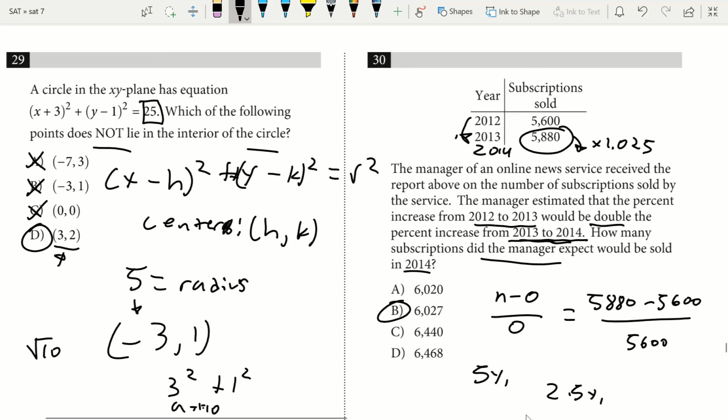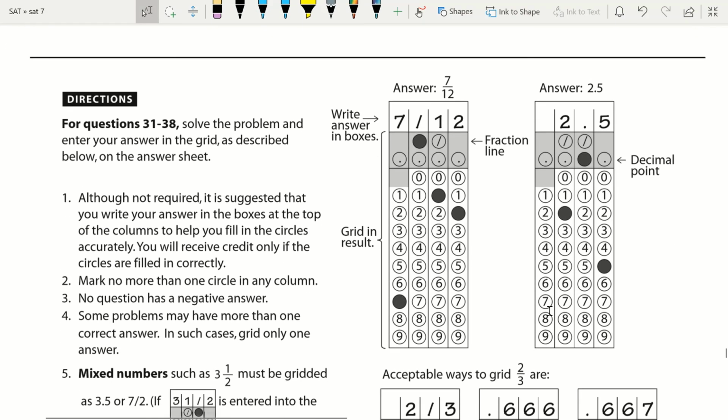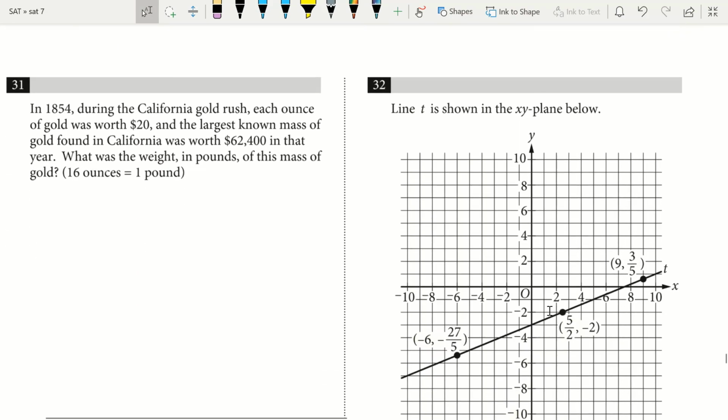All right, now we can go ahead and move on to the written portion, or the free response, if you want to call it that. Question 31, in 1854, during the California gold rush, each ounce of gold was worth $20, and the largest known mass of gold found in California was worth $62,400 in that year. What was the weight in pounds of this mass? All right, in pounds, that's the key thing here.